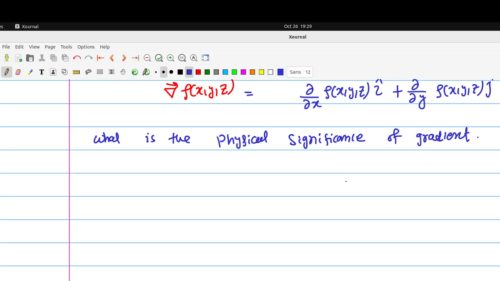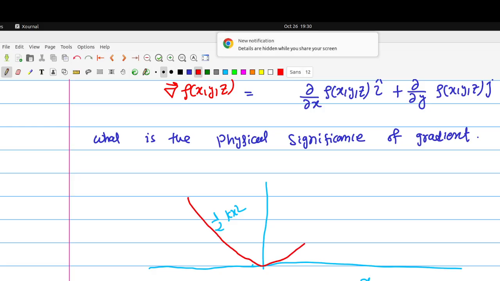So a scalar field might look very complicated, so simply do a 1D scalar field. Let's plot a function only. V of x equals half k x square, let's say this is the function I want to plot. So it is plotted, x equal to 0, and everything else will be positive, so this is a parabola. Okay, so this is a function.